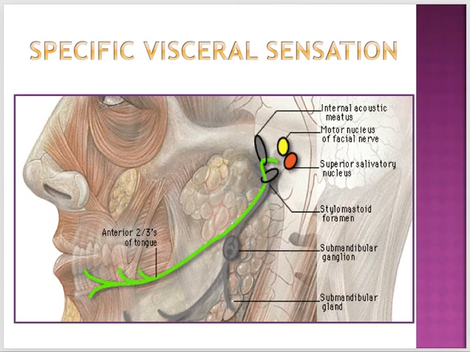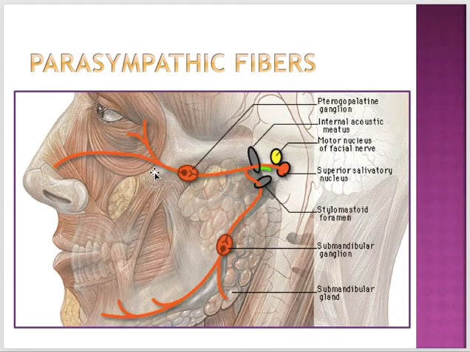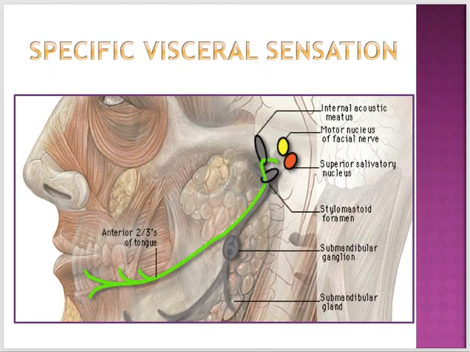So general visual efferents, you can see over here. General visual efferents, so this one. They are supplying the glands. And then there are special visceral afferents, like this one, which is carrying sensations.